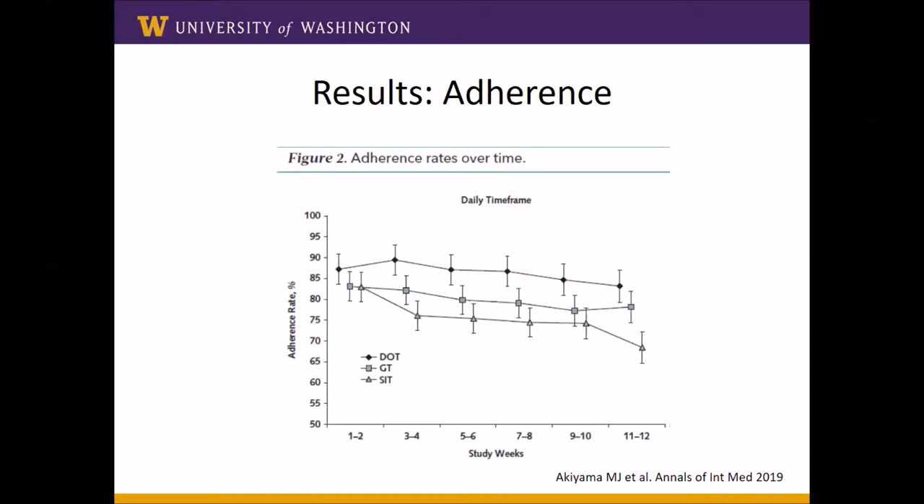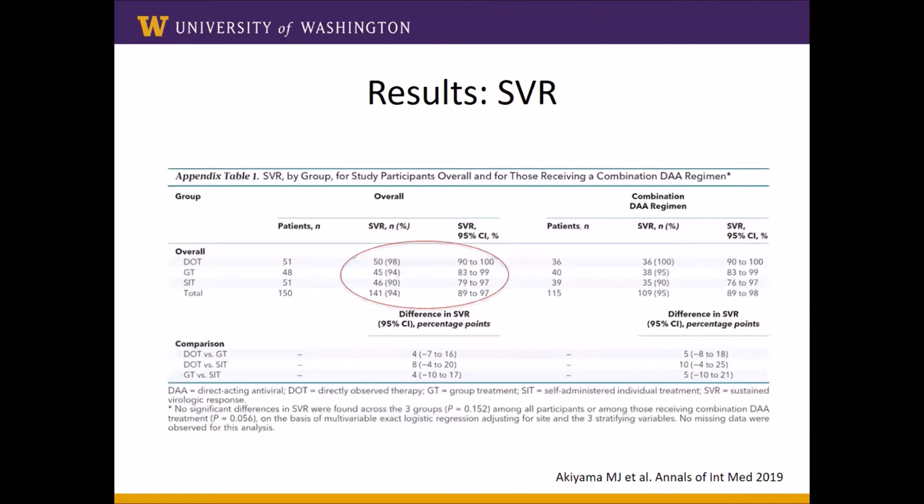But the study did show that there were very high cure rates in this population. SVR stands for sustained virologic response and is the measure of hepatitis C cure. That's being undetectable 12 weeks after the completion of treatment. And as you can see, the SVR rates in the three arms range from 90% to 98%. So nearly everyone is getting cured.